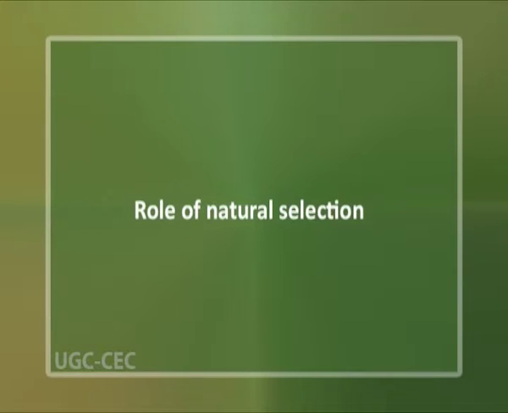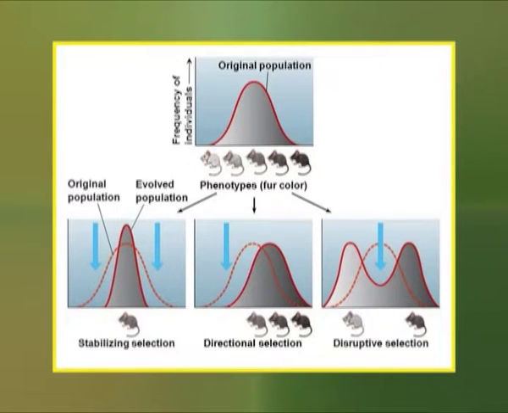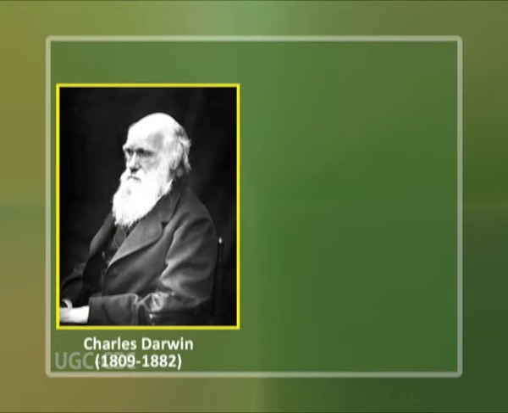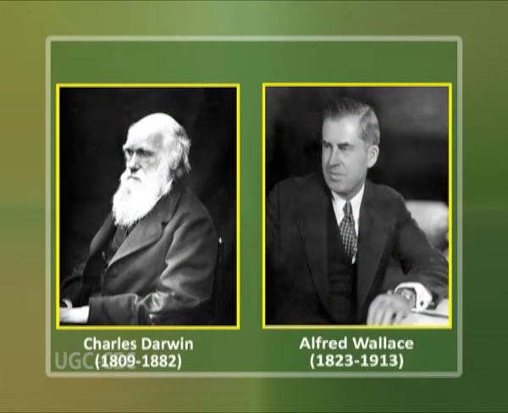Our next subtopic is the role of natural selection. The concept of natural selection was put forward by Charles Darwin and Alfred Wallace in 1858. Natural selection is generally believed to be a prominent agent for determining the relative frequencies of alleles in a population and can be regarded as the machine that drives evolution.